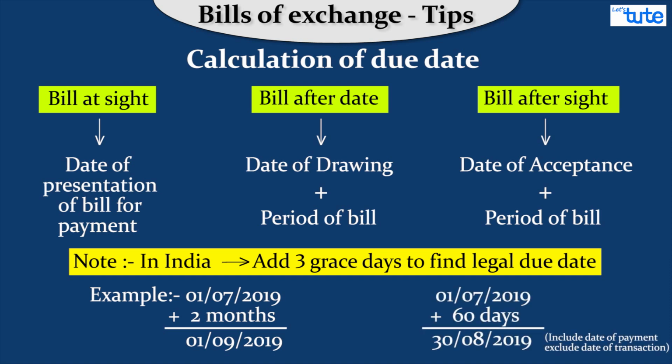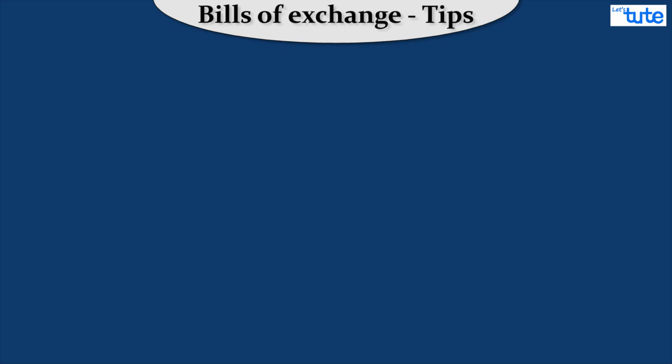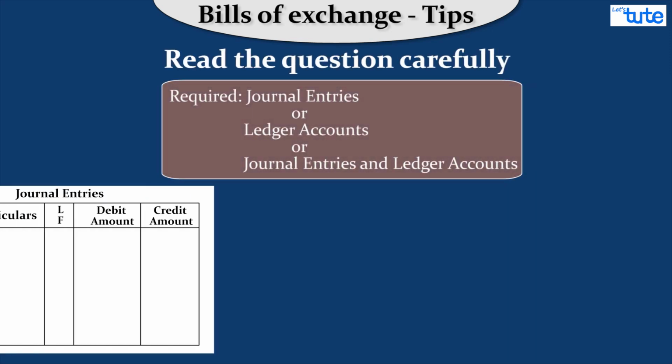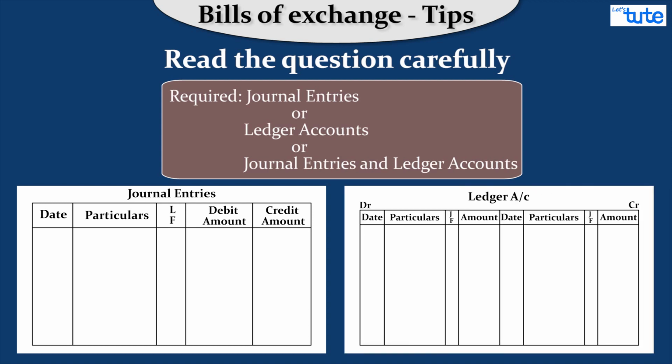But if the bill date is 1st July 2019 and the period is 60 days, it would be 30th August 2019. So be careful that the period given in months and given in days makes difference while calculating the due date. Before solving the sums, as we always say, do read the entire question carefully. Check whether the journal entries are required or are the ledger accounts to be prepared, or it can be both. Accordingly, make the proper formats of journal and ledger.